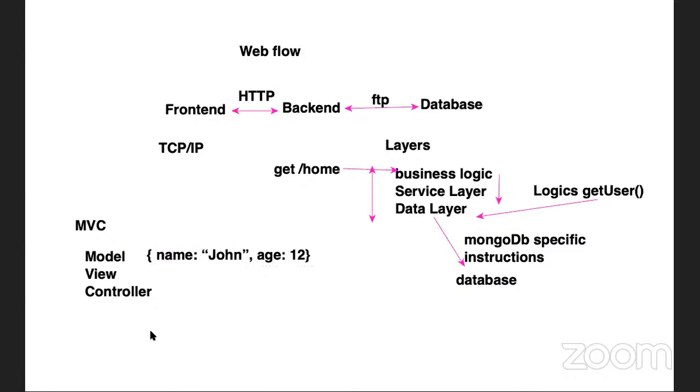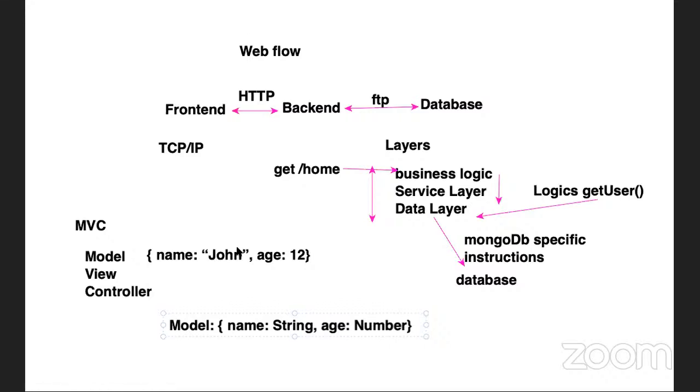Now, if I specify this as model, so I am defining what kind of data I'm going to use. So I will say name is going to be a type of string and age is going to be a type of number. This is the model of the data. Like if I'm trying to store a data, it should be having this model.